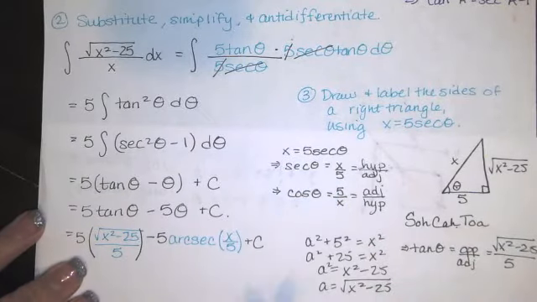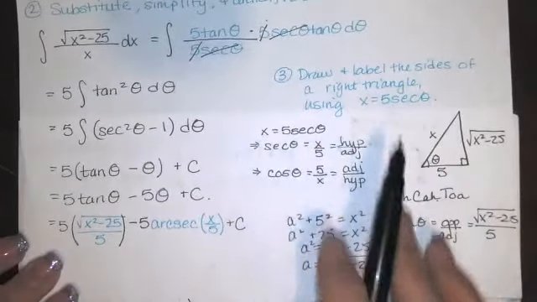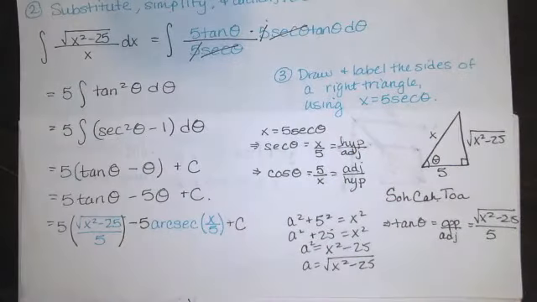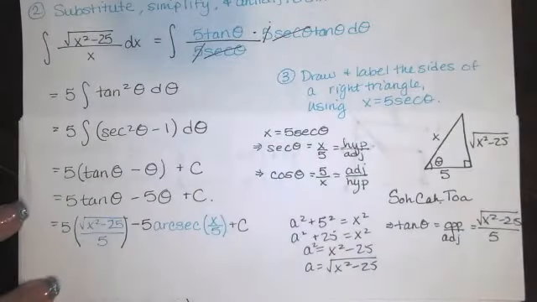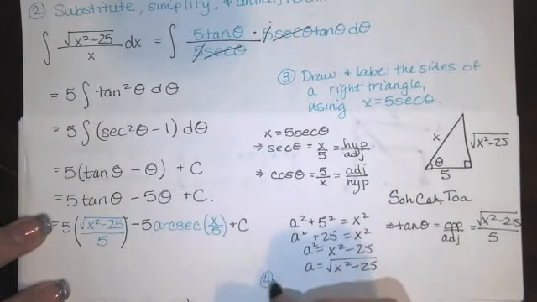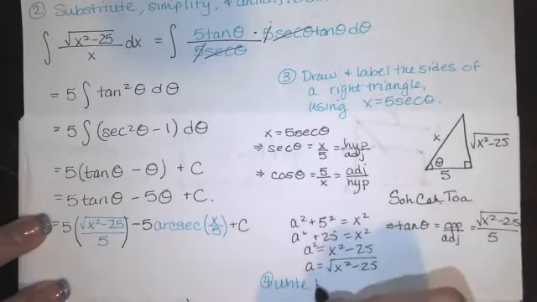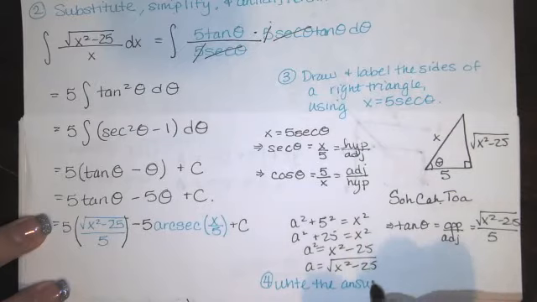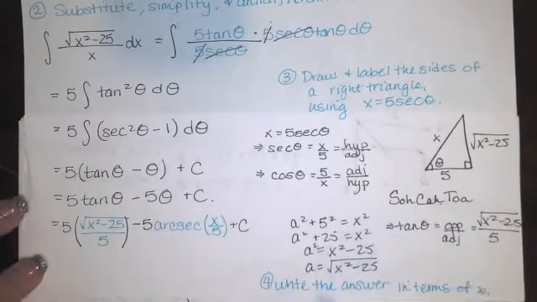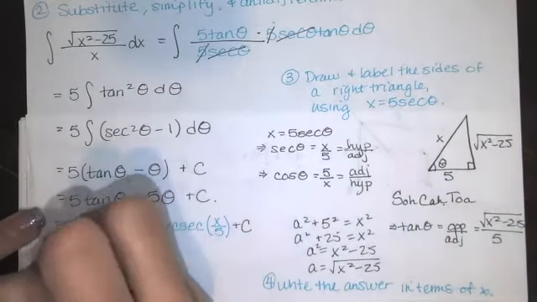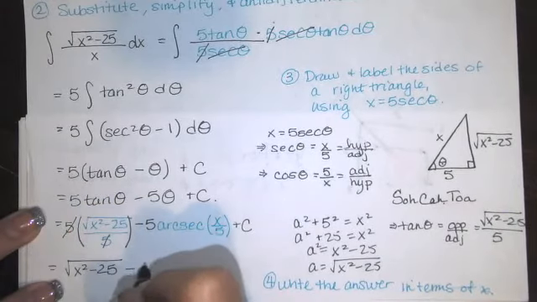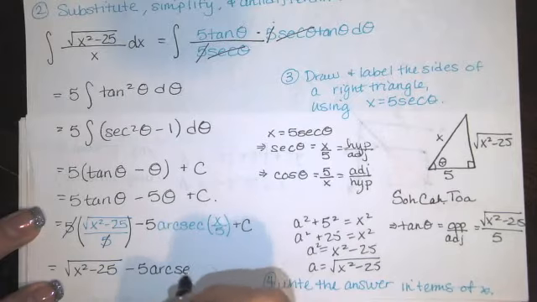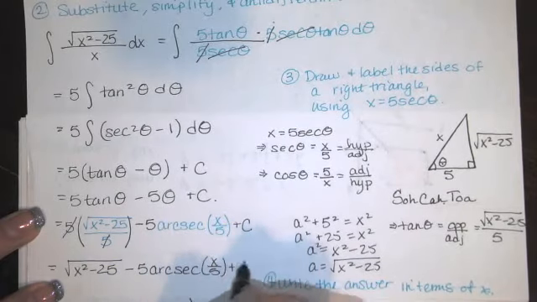Plus c. So we drew and labeled the right sides of our triangle. We used the triangle to come up with these expressions here. And then of course, the final step is to substitute and simplify. So we are writing that answer in terms of x rather than theta, using the sides of the triangle. These 5s reduce, and it turns out that we get the square root of x squared minus 25 minus 5 times the arcsecant of x over 5 plus c.